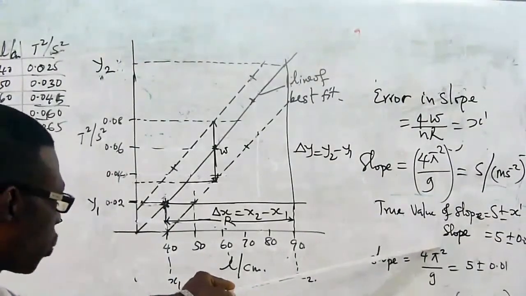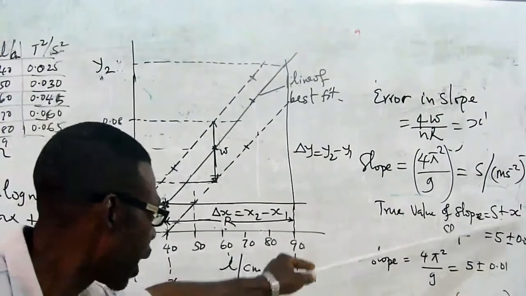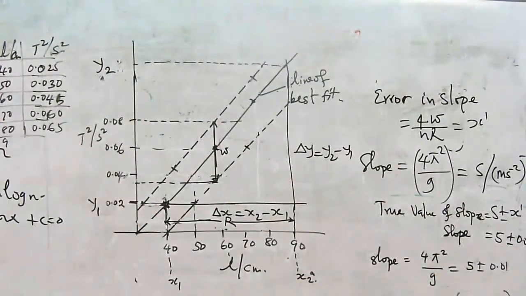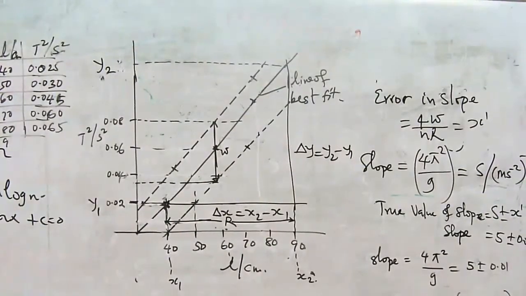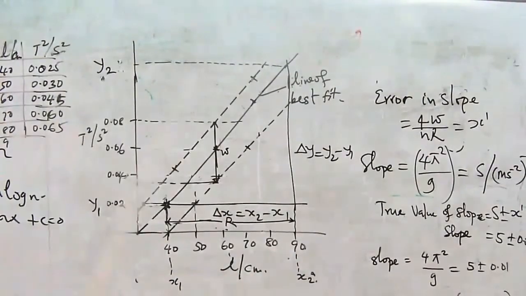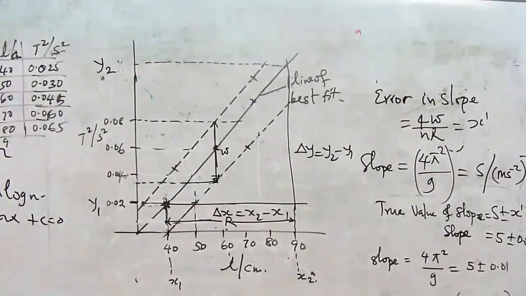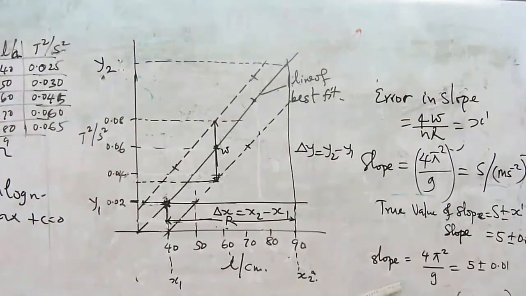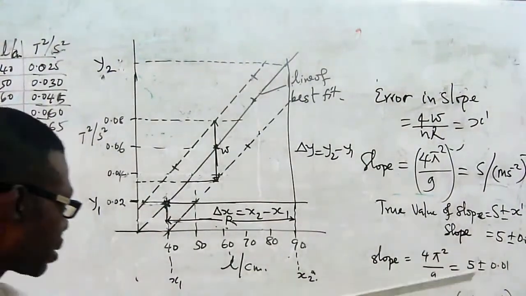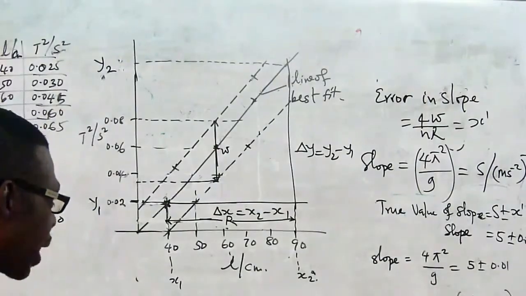So the true value of my slope will be something like this. Assuming that x prime is 0.01, it means that my slope is 5, and the range of my slope is between 5 minus 0.01 and 5 plus 0.01. Remember that my slope is not actually what I'm looking for. I'm using my slope to make deductions. I want to deduce the value of g. So I must get my slope here. After getting the true value of slope, therefore I can find g.